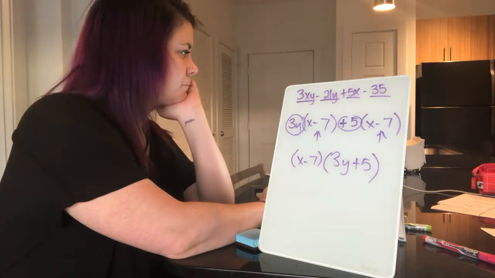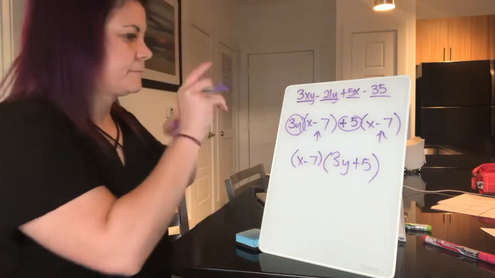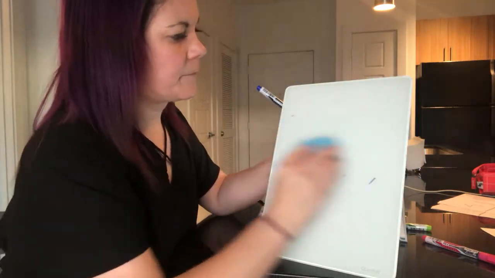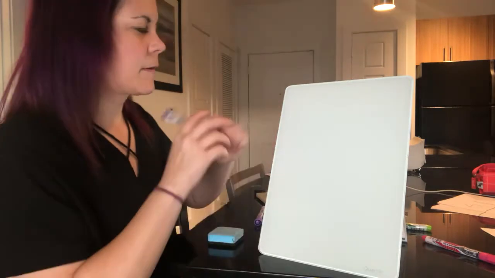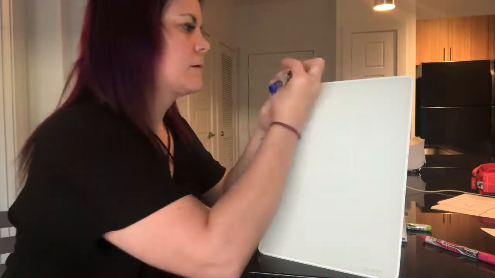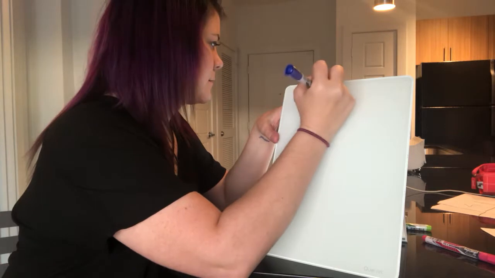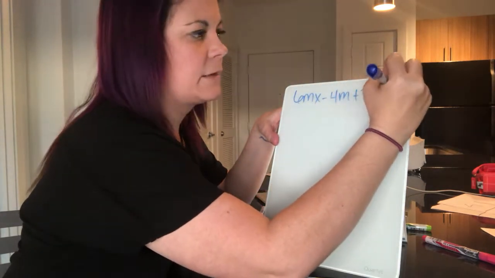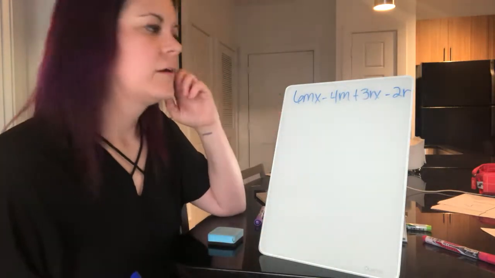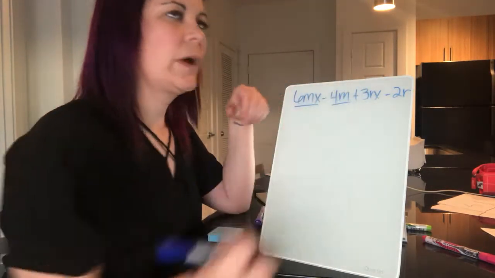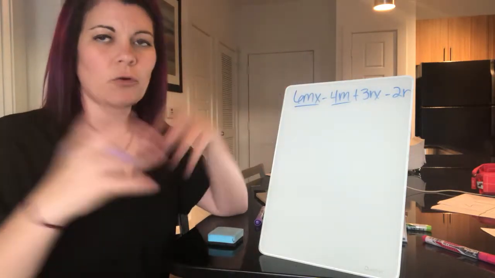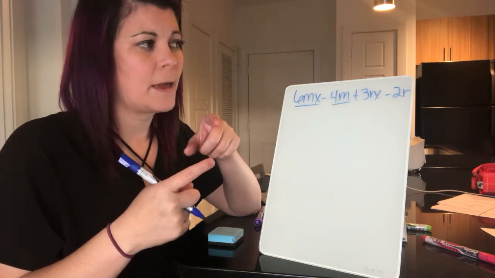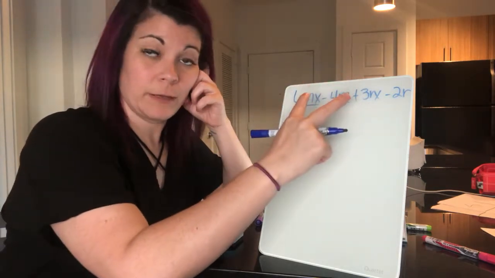Let's do another one. Let's switch. So 6mx minus 4m plus 3rx minus 2r. Okay, so I'm going to group these first two, and if you group them and they don't come up with two binomials, then group some more, group two different other ones with each other.